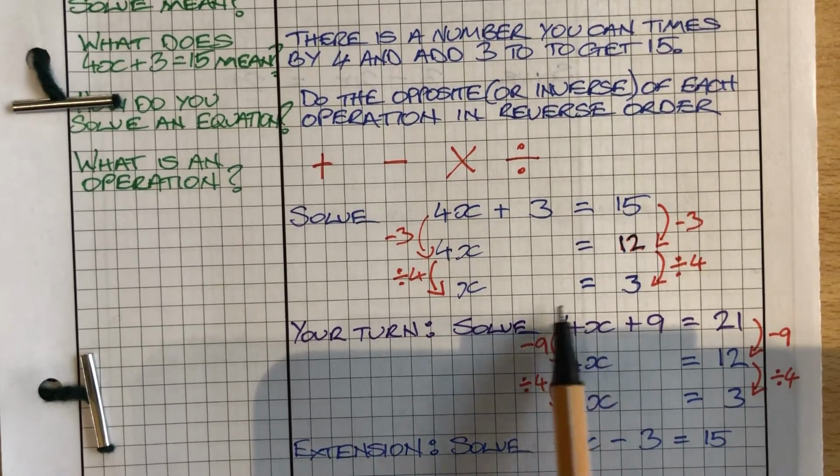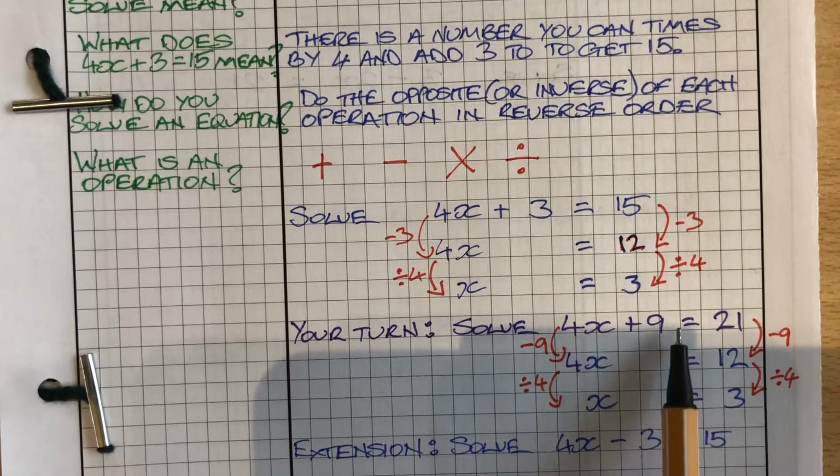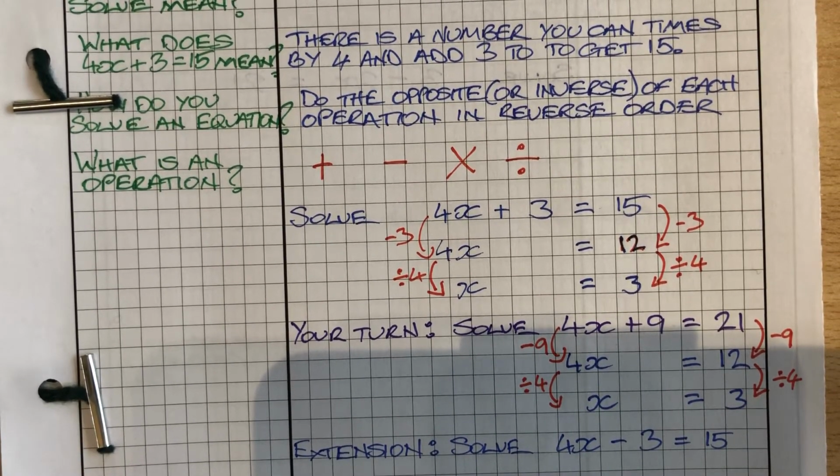Let's check that. 4 times 3 is 12. Add the 9 gives me 21. I know it's right, and I can stop.